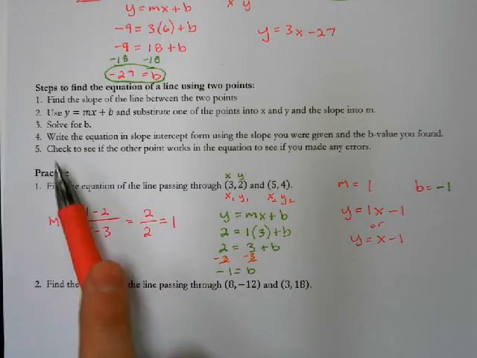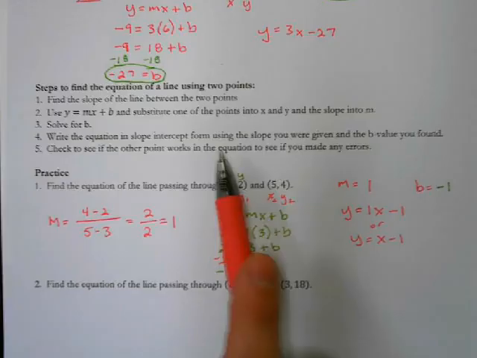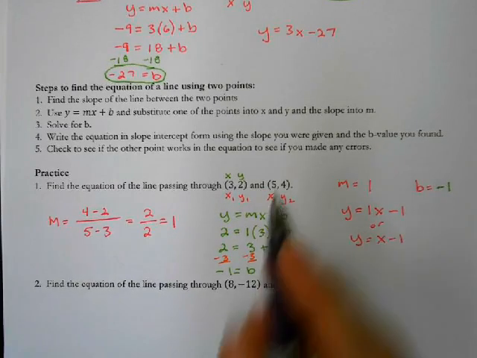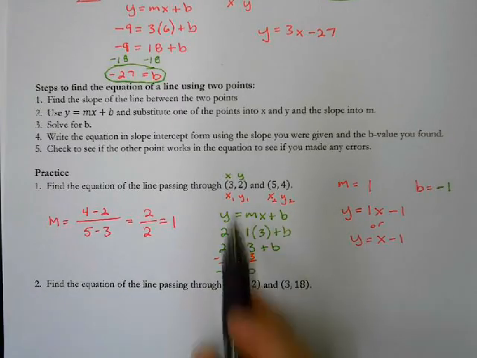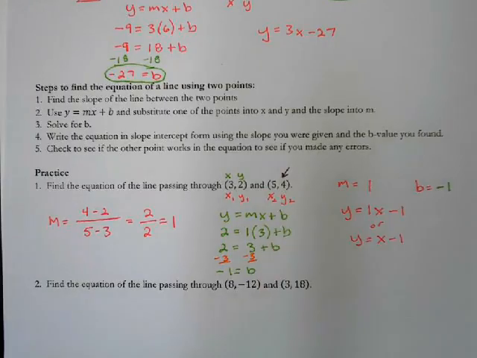Last step. Check to see if the other point works in the equation. Okay, there's a lot of different steps here. So this is where you can double check your answer and know if you're right or wrong at the end of the problem. So when it says other point, notice that we use 3, 2 to find b over here. So we know 3, 2 is going to work in this equation. So we should use this other point and double check and see if it works.